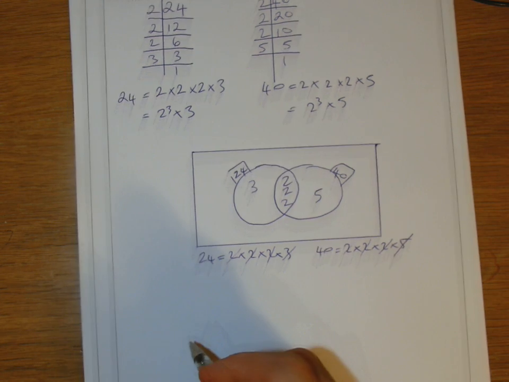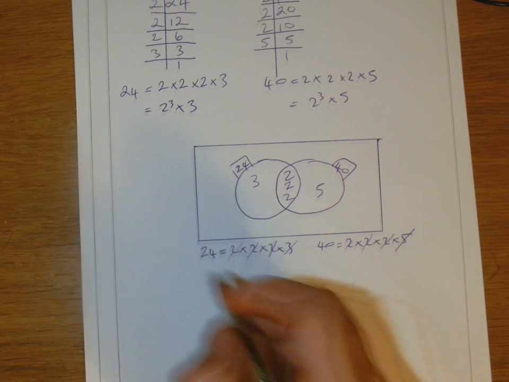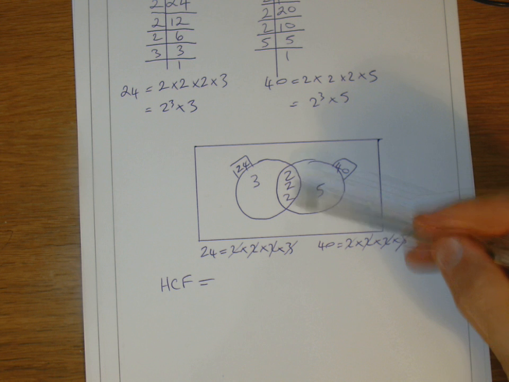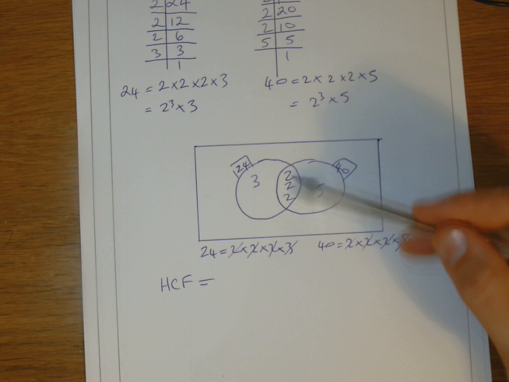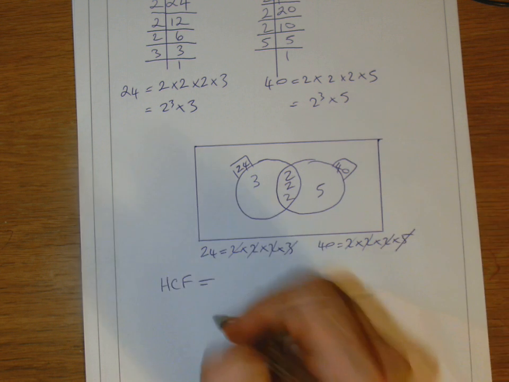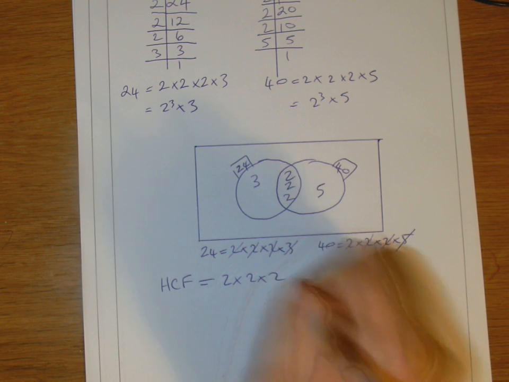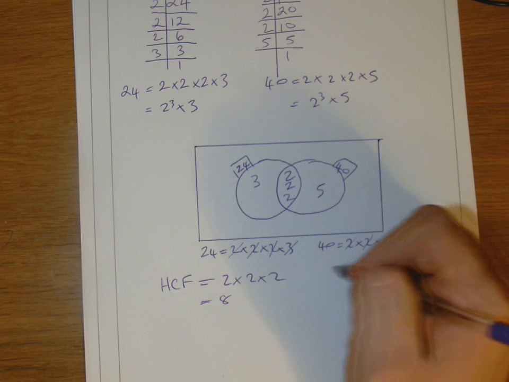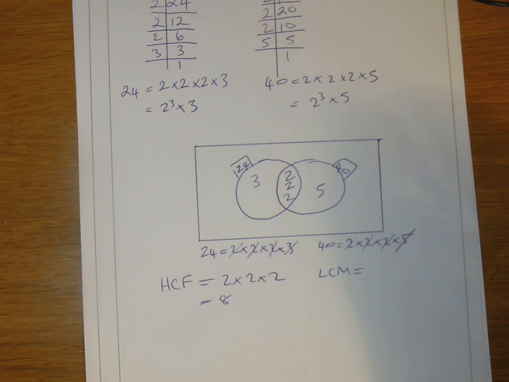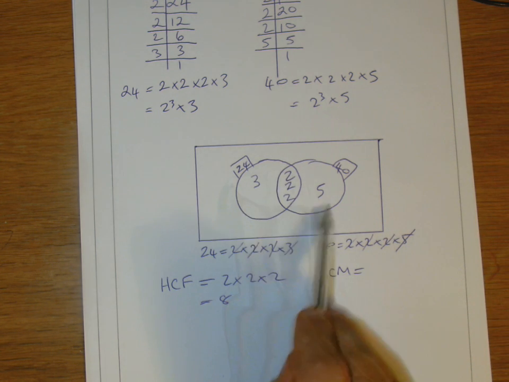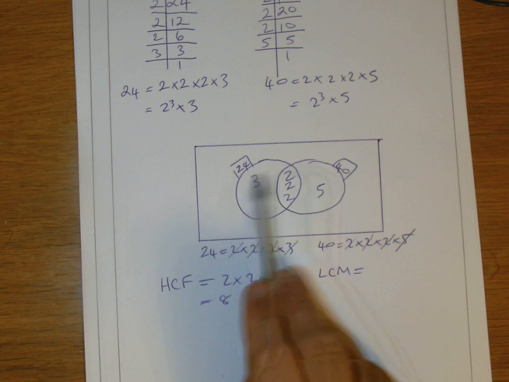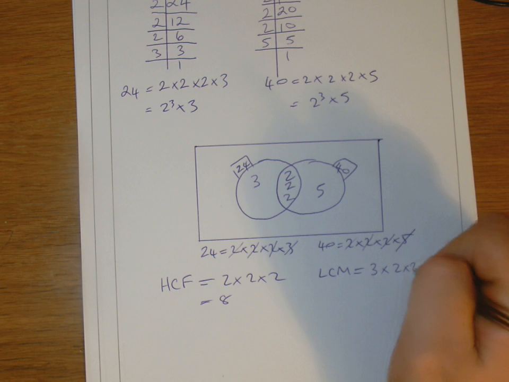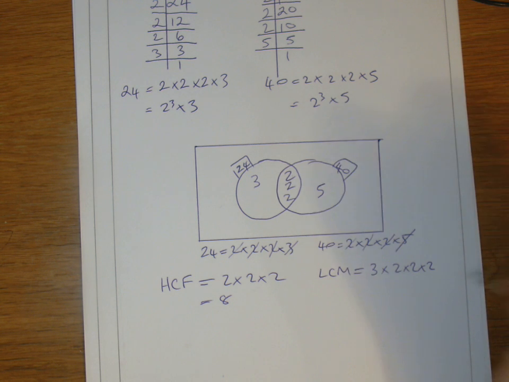Now to get the highest common factor, it's really easy from your Venn diagram. All you've got to do for the highest common factor is take these in here, where it's common to both of them, and multiply them together. So that'll be 2 times 2 times 2, which of course is 8. And for the lowest common multiple, all you've got to do is just multiply all of them together. So you'll have 3 times 2 times 2 times 2 times 5.